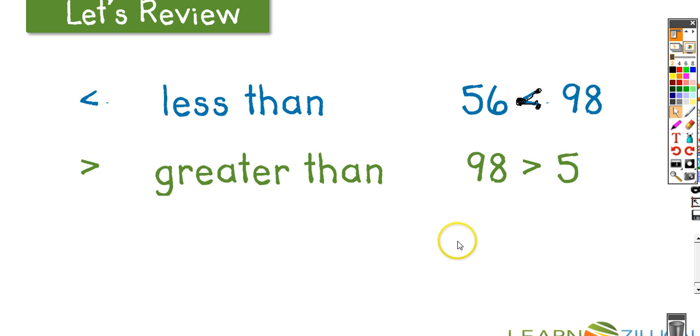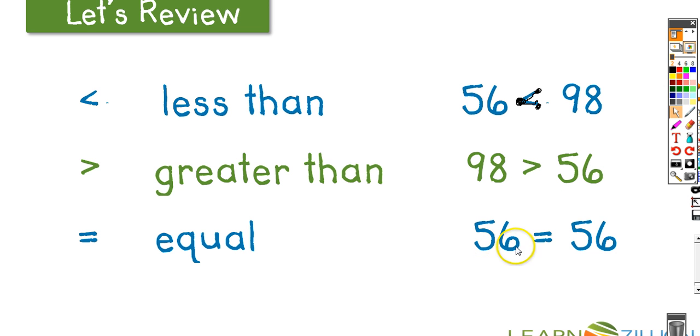So the greater than sign is turned the opposite direction. 98 is greater than 56. He would have gotten two dots, bigger than 56. And the equal to sign means they are equivalent on both sides. They are equal.